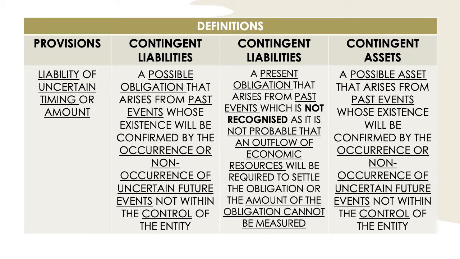And then lastly, we have contingent assets. And contingent assets are possible assets that arise from past events whose existence will be confirmed by the occurrence or non-occurrence of uncertain future events which are not within the control of the entity.